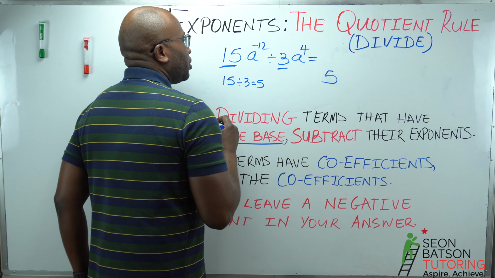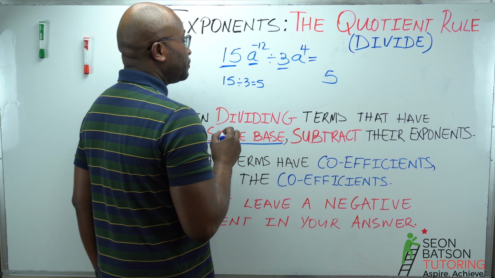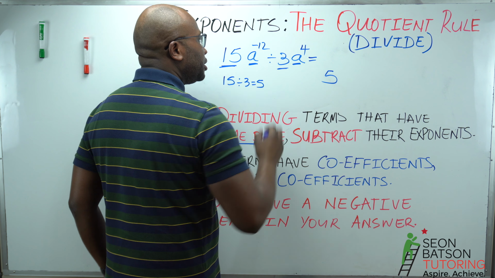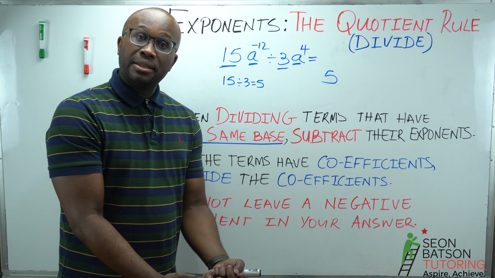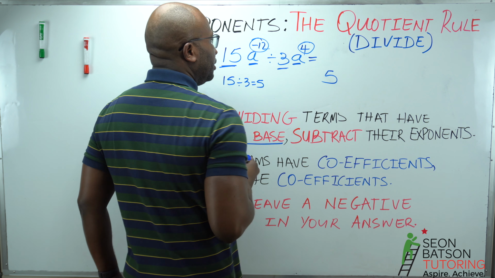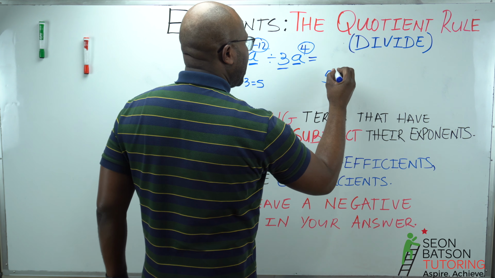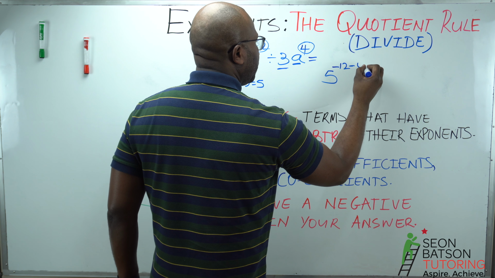Now, let's look at our bases. The base in the first term is a. The base in the second term is also a. So our bases are the same. Since our bases are the same, we can subtract the exponents. So we'll do -12 minus 4.